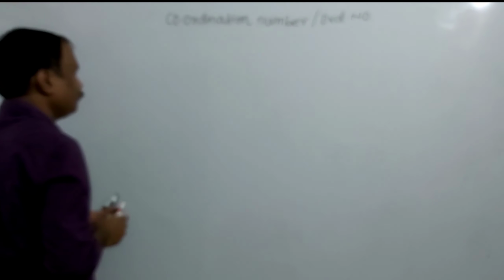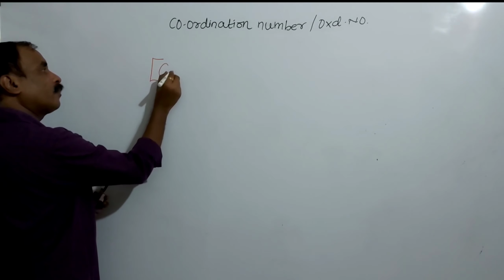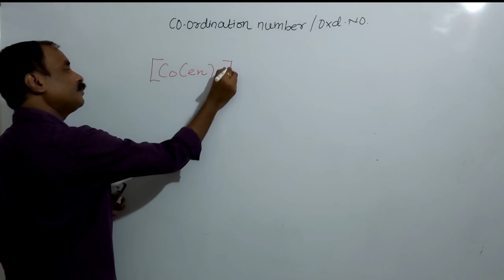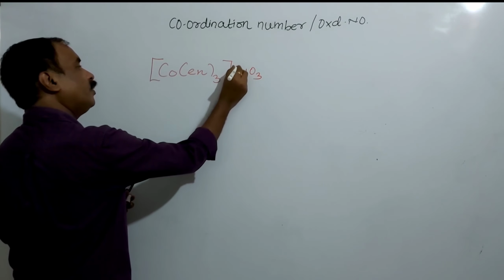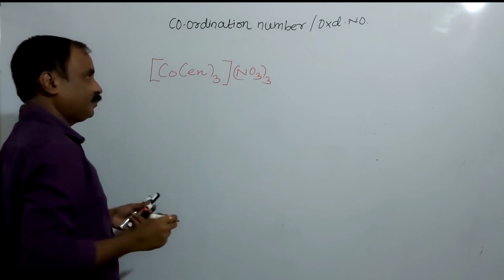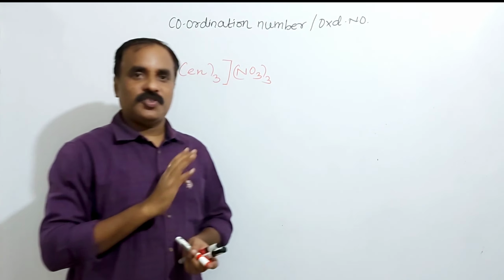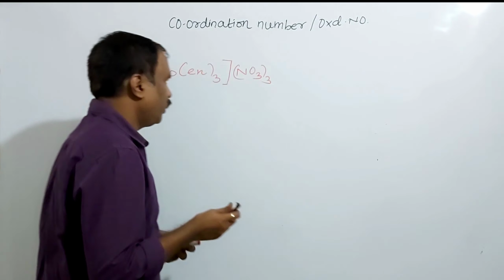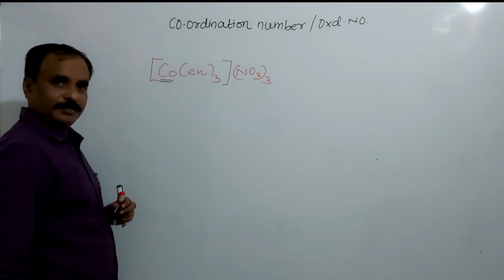Suppose the complex is cobalt again, but here en thrice, NO3 thrice. We'll see later on about IUPAC nomenclature. Very interesting, very simple. Now here we have to find out the coordination number of cobalt.